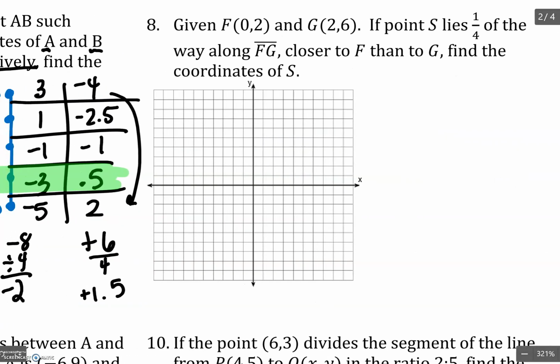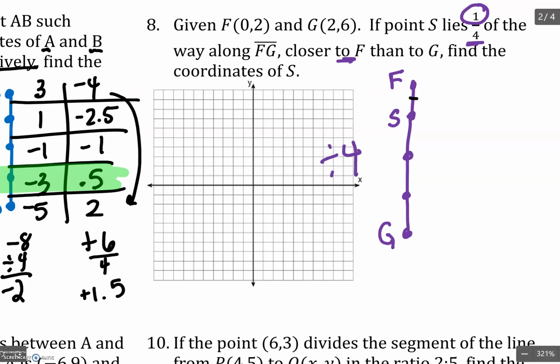Okay, number 8. It says we are given F and G. Point S lies 1/4 of the way along FG, closer to F than G. It's 1 out of 4. That means there's 1 segment from point F to S because it's closer to F, and then 4 is the total because it's 1 out of a total of 4 segments. So we're dividing by 4.